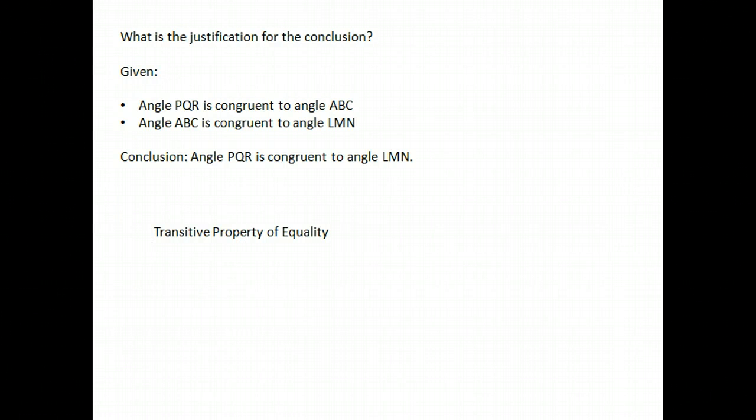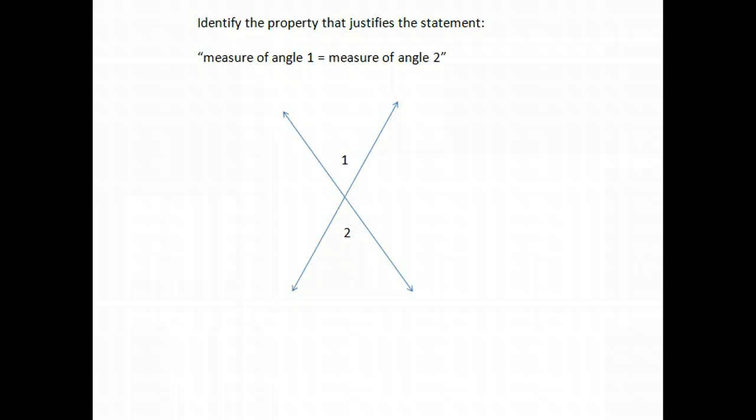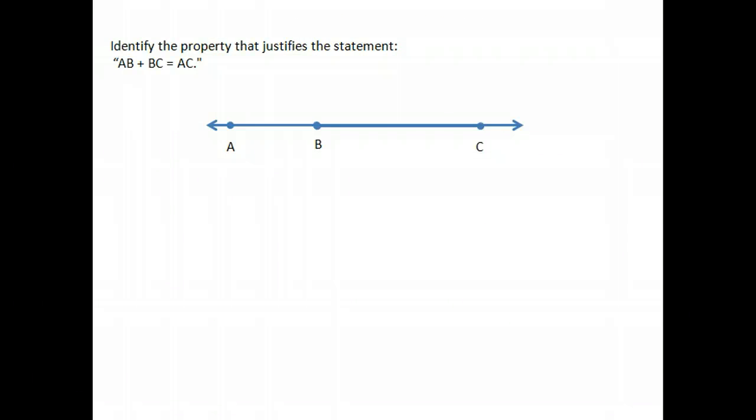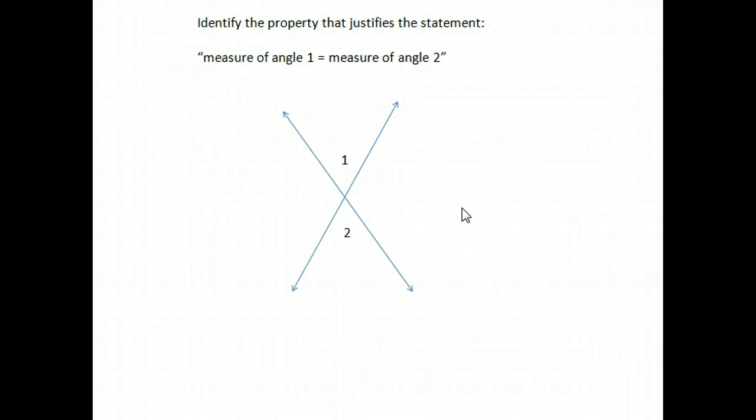Okay, how about this example? What property justifies the statement that the measure of angle 1 is equal to the measure of angle 2? This is one of our properties of geometry. Do you recognize it? We did it earlier in the course. What tells us that two angles across the intersection from one another are congruent? What kind of angles are those? Okay, again, I'm bringing this one up because we will use this in proofs a lot. Remember that those are called vertical angles.